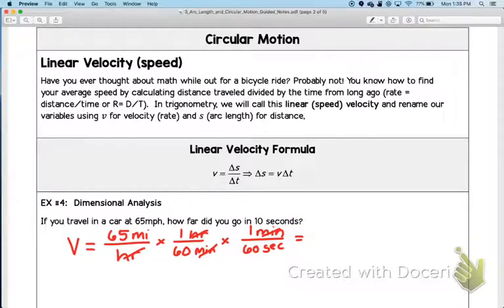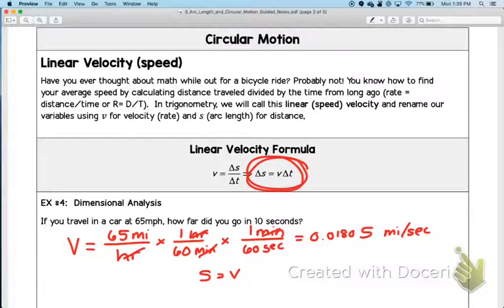So that gets us to, when you do the math, 0.01805 miles per second. All right, so now we can go to our formula. Our S is equal to, sorry, not speed, I should not have said speed. Our distance, our arc length, S, is equal to our velocity, our speed, times time.